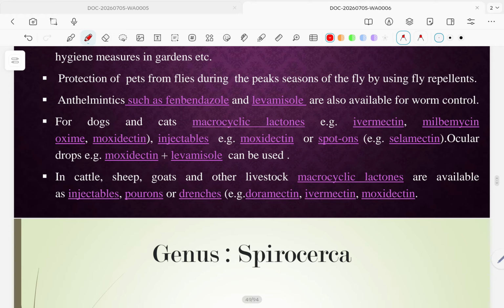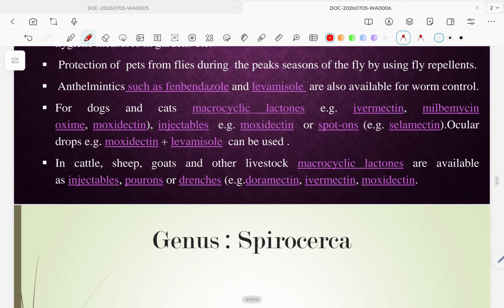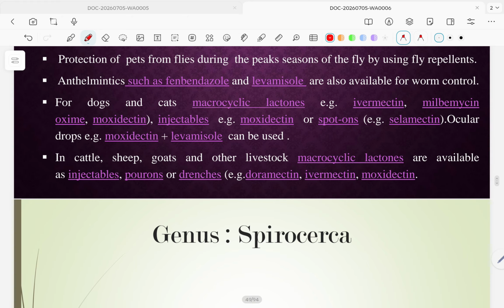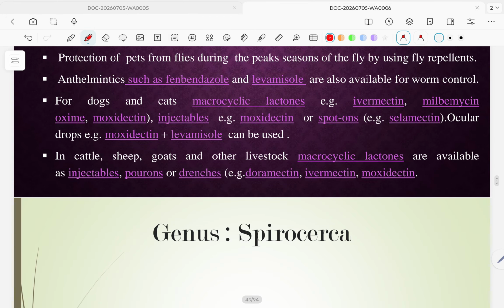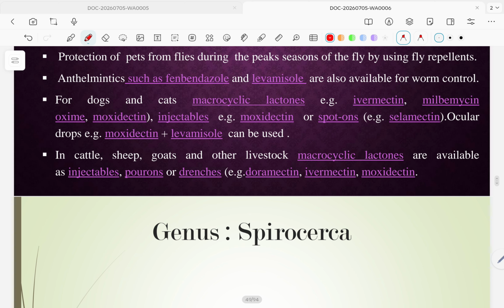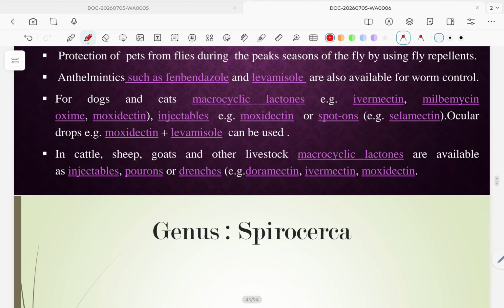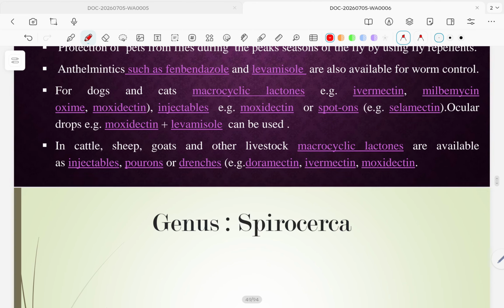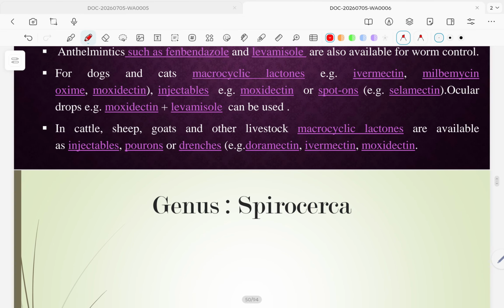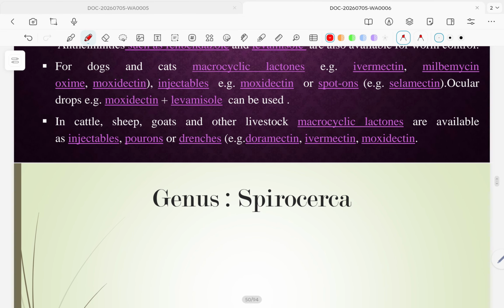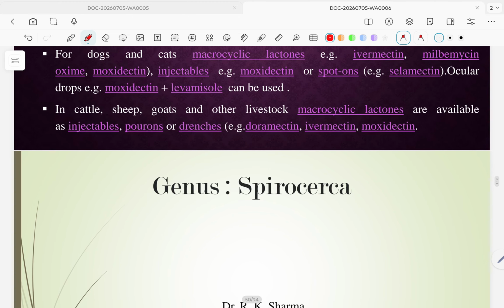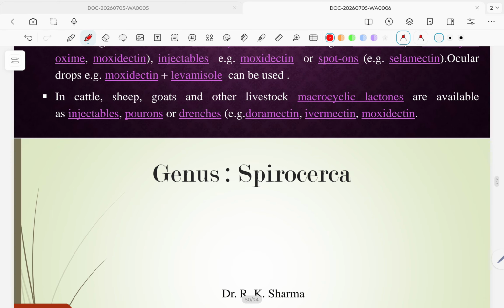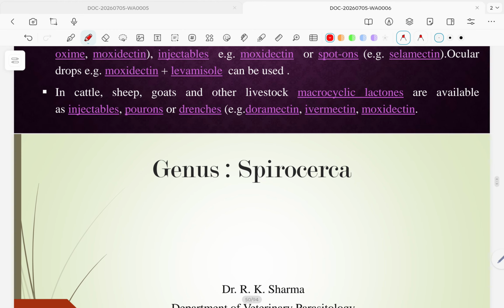For dog and cat, macrocyclic lactones can be used, for example ivermectin, milbemycin oxime, moxidectin injectable, selamectin spot-on, or ocular drops such as moxidectin plus levamisole. In cattle, sheep, goat and other livestock, macrocyclic lactones are available as injectables, pour-ons or drenches, for example doramectin, ivermectin, moxidectin.